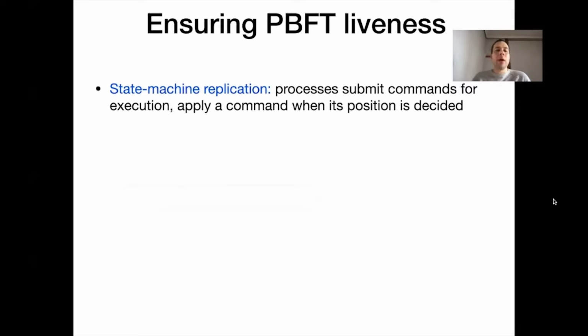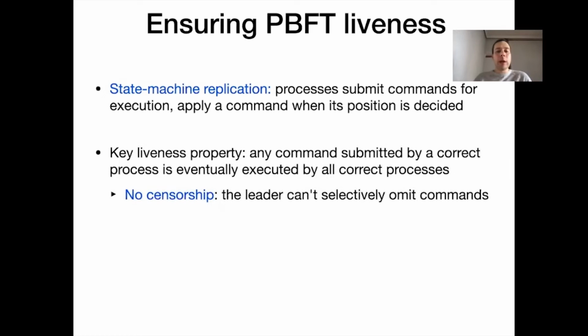Let me start by defining more precisely what we mean by liveness in this context. So recall that we are implementing state machine replication. That means that processes submit commands for execution. The state machine replication protocol orders these commands, and then processes execute these commands in this order. So now the key liveness property we want to hold here is that any command submitted by a correct process is eventually executed by all correct processes. In particular, there is no censorship. So for example, the leader cannot selectively omit some commands that it doesn't like.